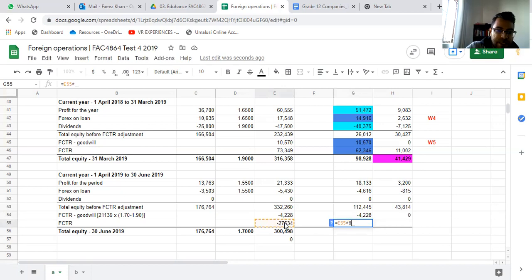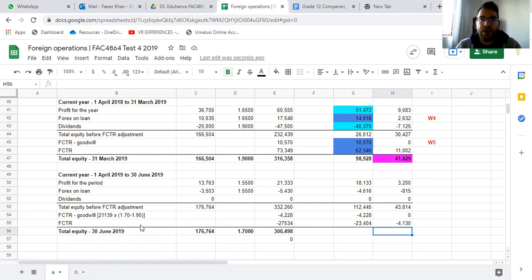That times 85%, and then that multiplied by 15%. Okay, so remember, the FCTR includes goodwill and everything else. What is everything else? Everything else is basically like your normal profit or loss and so forth. And that is why we need to split between what belongs to goodwill and what belongs to everything else, because everything else is like your profit or loss and your OCI. And in that, the NCI and the parent share.